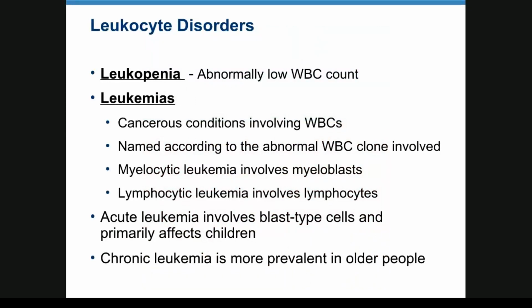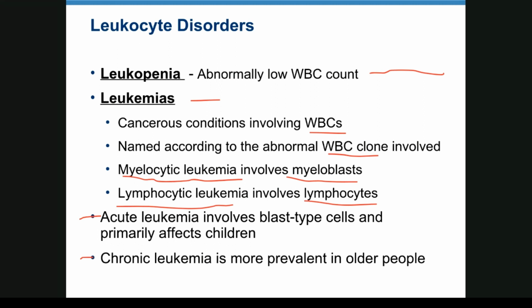Okay, leukocyte disorders. Leukopenia, as I already mentioned, is an abnormally low white blood cell count, often due to a viral infection. Leukemias are cancers involving the white blood cells, and they're named according to the abnormal white blood cell clone involved. Myelocytic leukemia involves myeloblasts. Lymphocytic leukemia involves lymphocytes. Acute leukemia is usually associated with children, whereas chronic leukemia is usually associated with older people.